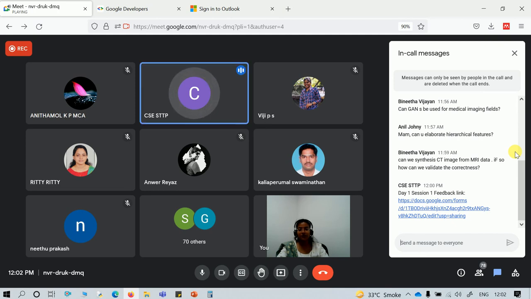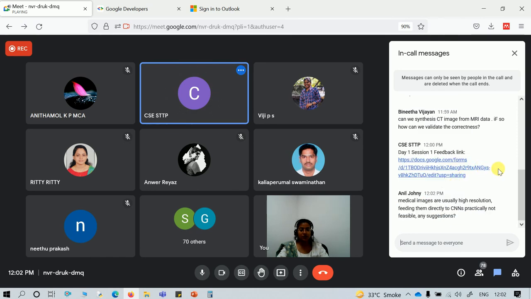We have another question in the chat box. Medical images are usually high resolution. Feeding them directly into a CNN is partially not feasible. Any suggestions? If we apply filtering on medical images, it will blur the image, or sometimes compress it, and the portion we are concerned with may be removed from the image. So it is not a good idea to apply a filter before providing the image.